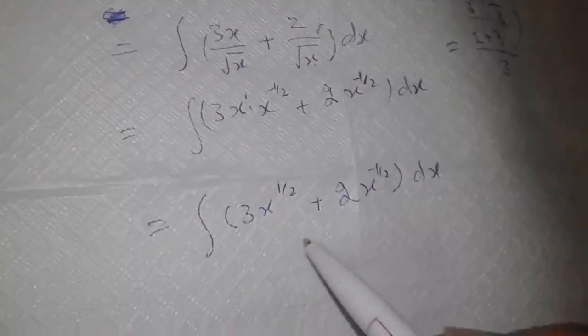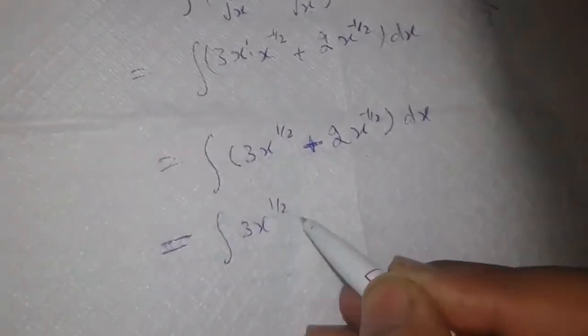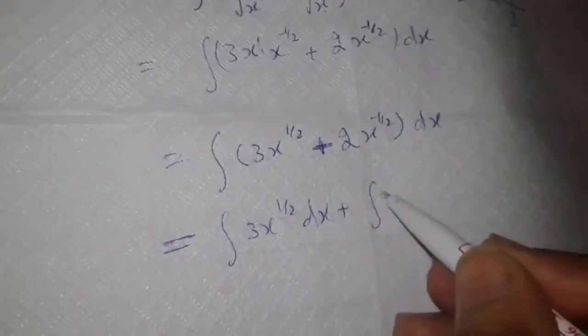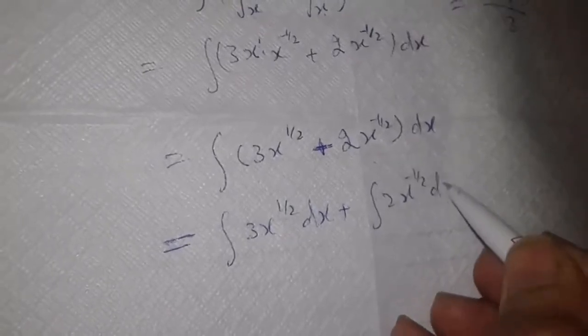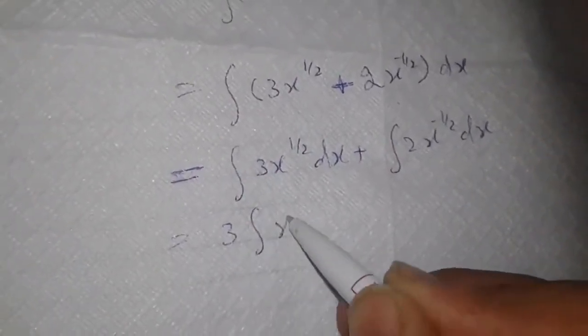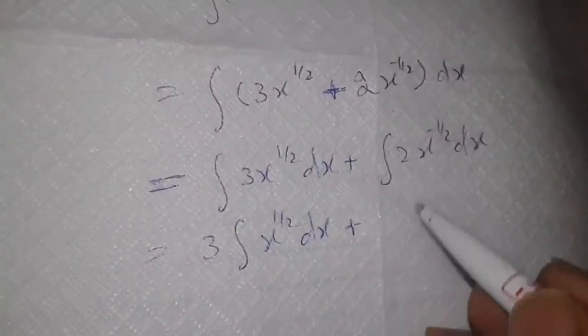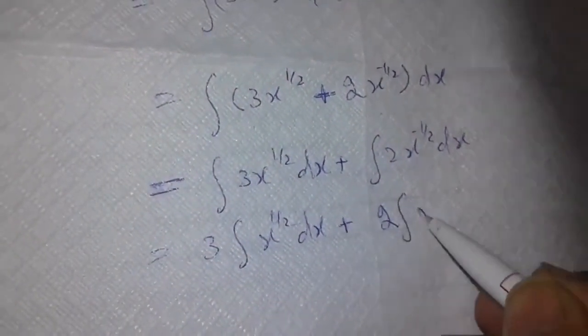Now this function is more simplified than the previous one, and we can solve it very easily by integrating it separately. Here the integral of 3 into x power 1 by 2 dx plus the integral of 2 into x power minus 1 by 2 dx. We know that the constant in this term is 3, so we can write it outside the integration. Here 2 is also a constant, so we will write it outside the integration. The function becomes x power minus 1 by 2 dx.